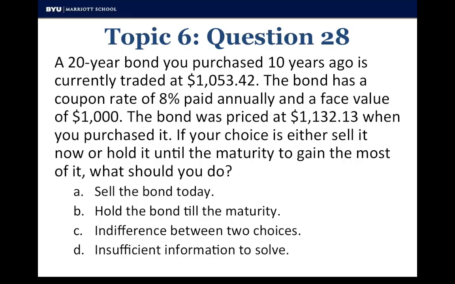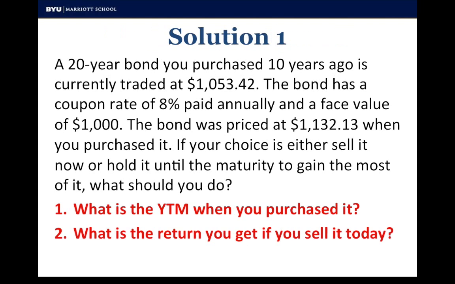What should you do? This could be a little hard to think about, but when you read this question, this is something you should think about. First, what is the yield to maturity when you purchased it? And second, what is the return you get if you sell it today? Because your choice is either you're gonna hold it until maturity or you're gonna sell it today, right?